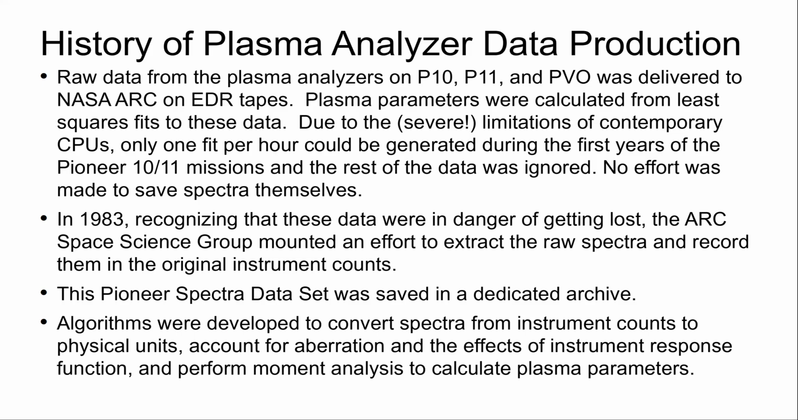During the first years of the mission, before I got to Ames, they made no effort to save the spectra themselves. In 1983, realizing that the spectra were in danger of getting lost forever, pretty much at my instigation, we began an effort to extract the raw spectrum of all our old tapes and record them in the original instrument counts. And this spectral data set was saved in a dedicated archive. We developed algorithms to convert the spectrum instrument counts to actual physical units, account for aberration and the effective instrument response function, and do moment analysis to give us an alternate way of calculating plasma parameters. And those moments analyses are what we used to get parameters for the last 5 years of the mission.